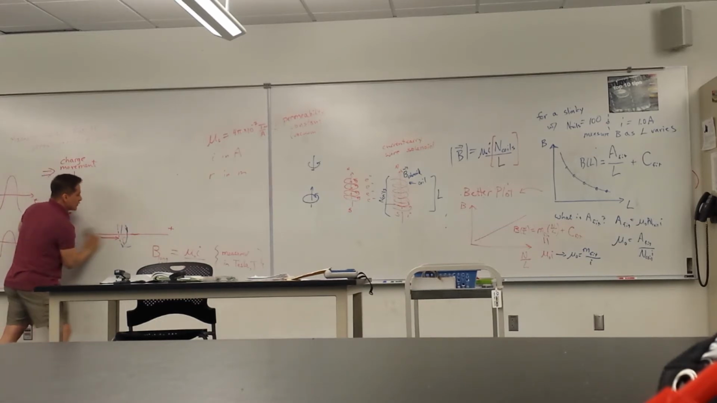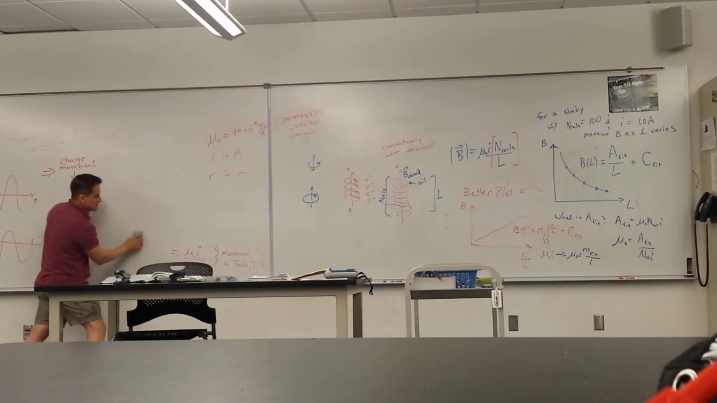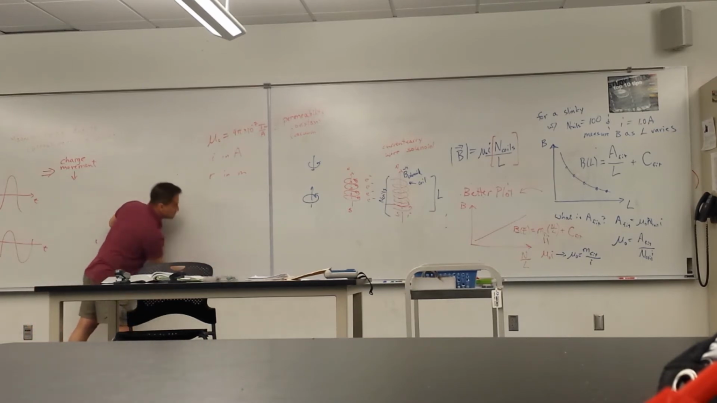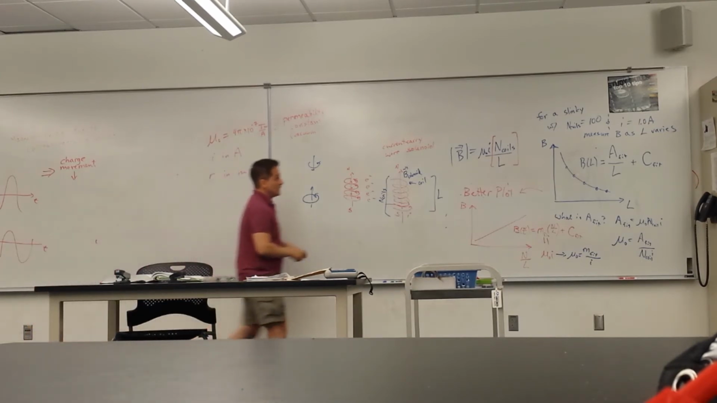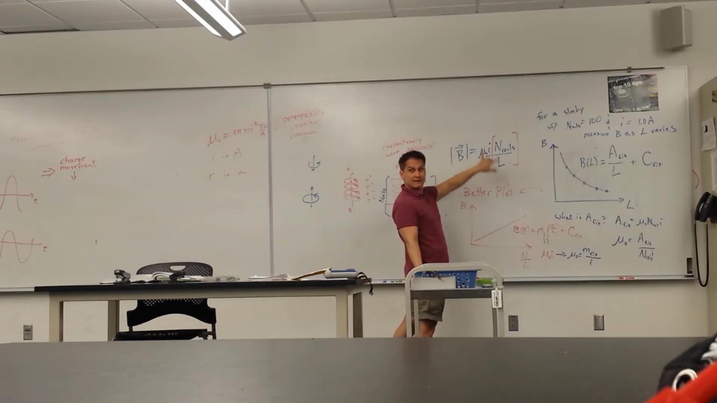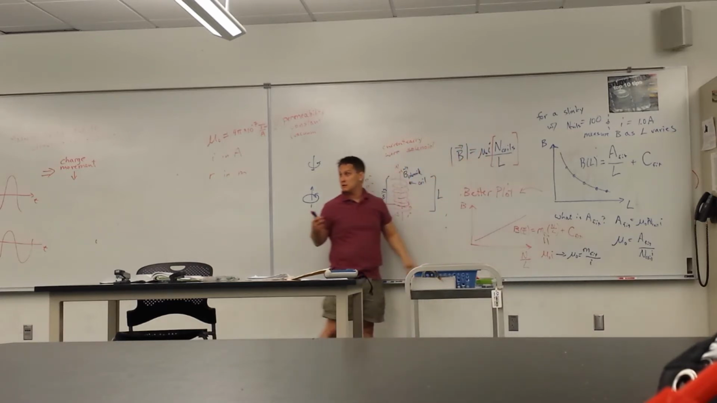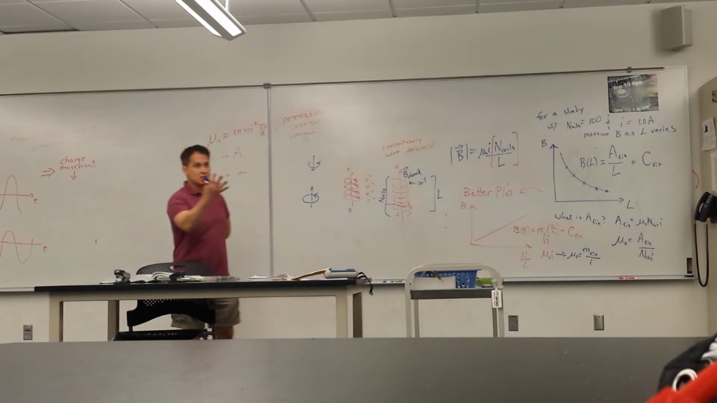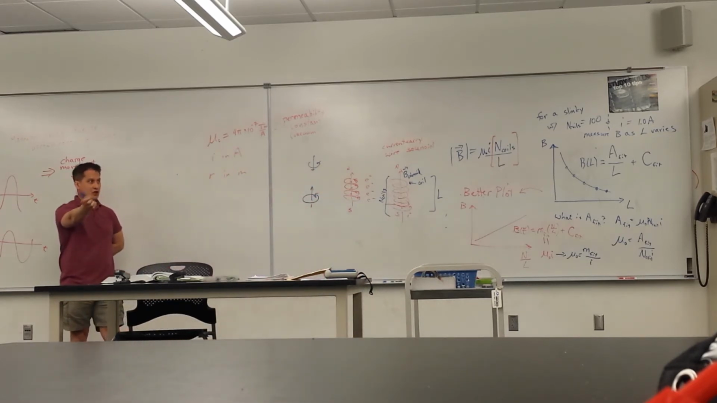Okay, so what else could we do to manipulate this relationship? What else could I do with this thing that might be a practical way of designing an experiment to maybe calculate mu naught? Change the current. That's usually the easiest thing, right? You got the knob.